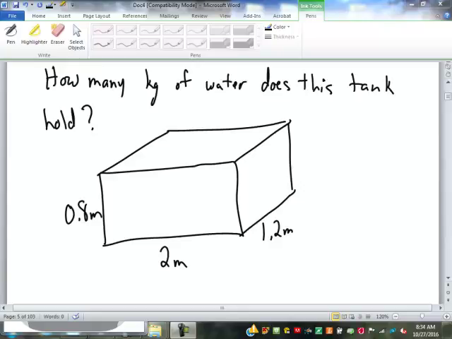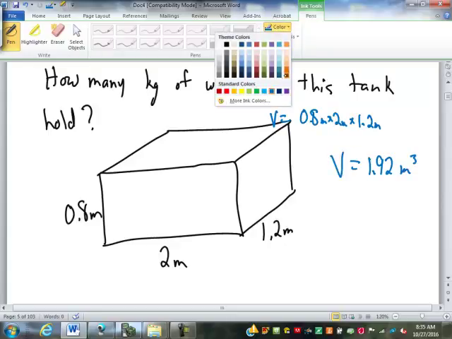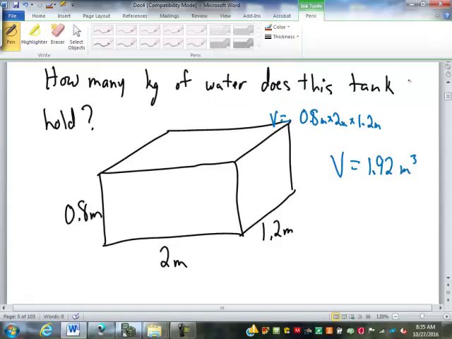Okay, so for this one, how many kilograms of water does it hold? Not enough. Well, first thing we need to find is the volume. So, volume of this will be 0.8 meters times 2 meters times 1.2 meters, which is what, 1.92 meters cubed is our volume.